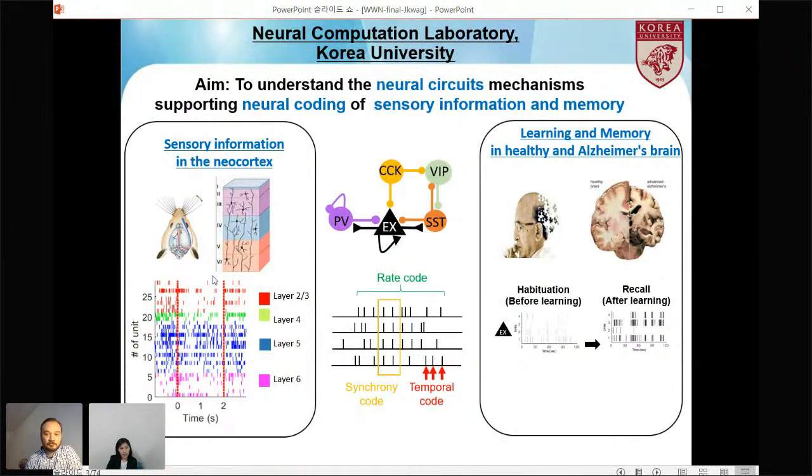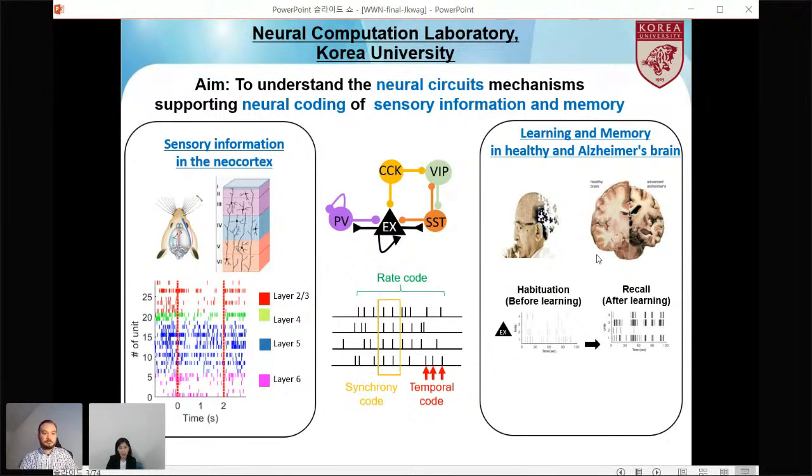So here we monitor the activities of neurons across all layers using in vivo recordings to see how these spike patterns are coding different types of information, texture information, for example, or whisker stimulation-evoked information.